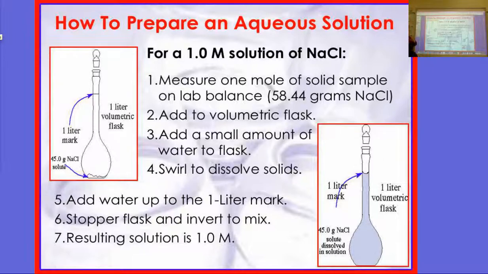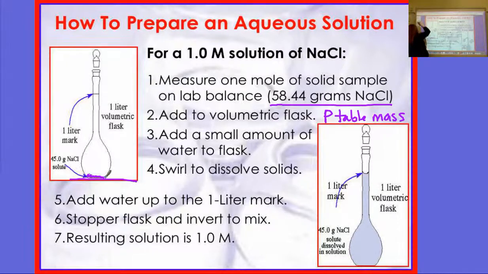How do I make a 1 molar solution of table salt? Well, step 1. You measure out 1 mole of the solid sample. For table salt, that's 58.44 grams. How do I know this? I get the mass from the periodic table. I'm going to pour it into a very special flask called a volumetric flask. All my solids down here at the bottom, 58.44 grams.